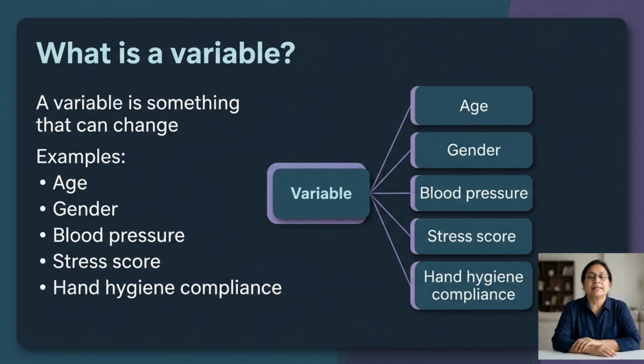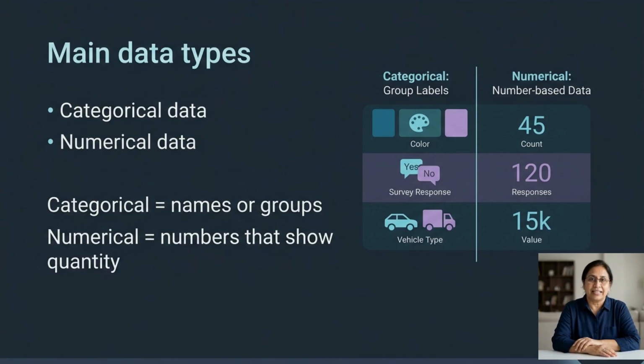What is a variable? A variable is anything that can change from one person to another, from one group to another, or from one time point to another. For example, age can vary, blood pressure can vary, stress scores can vary, and hand hygiene compliance can also vary. So a variable is simply something that changes, and that is why variables are the basic building blocks of research data. Now let us move to data types.